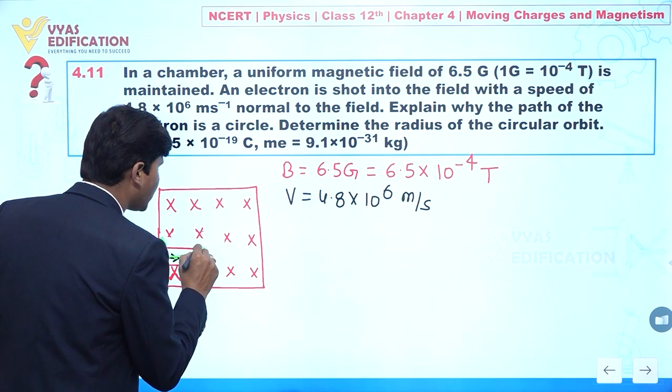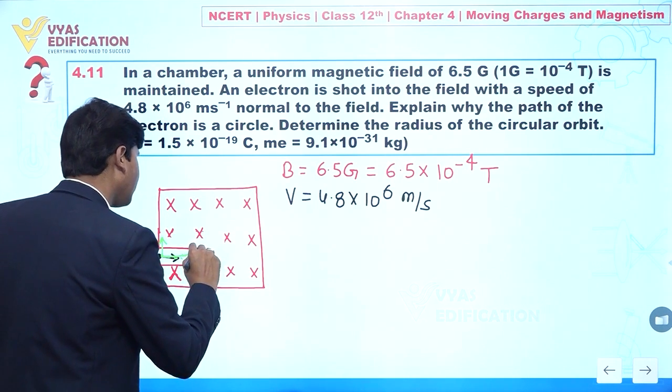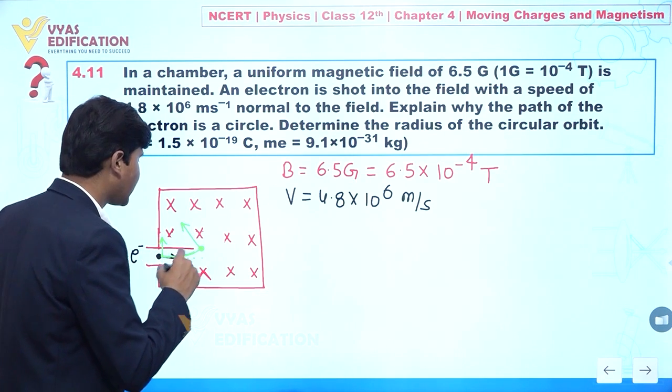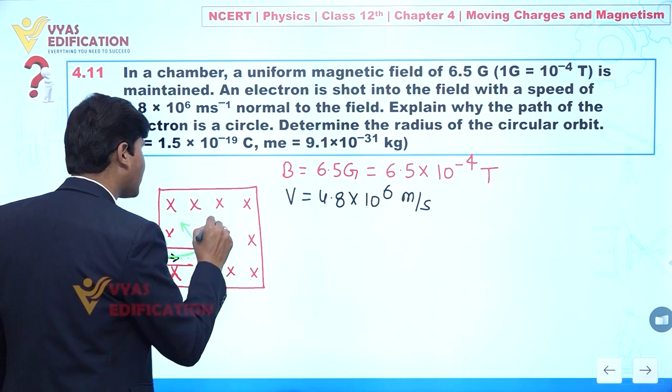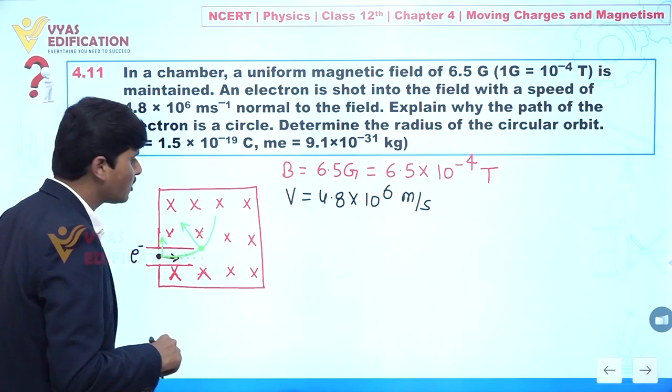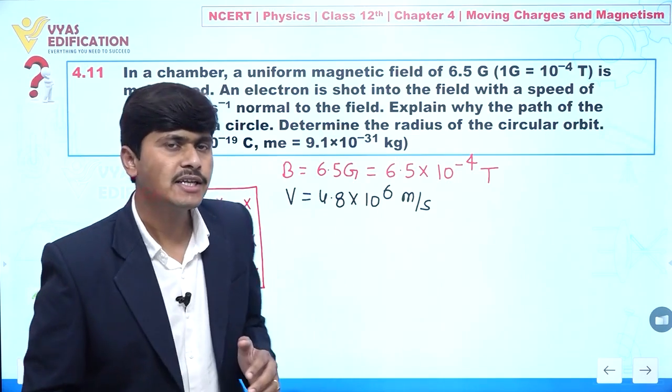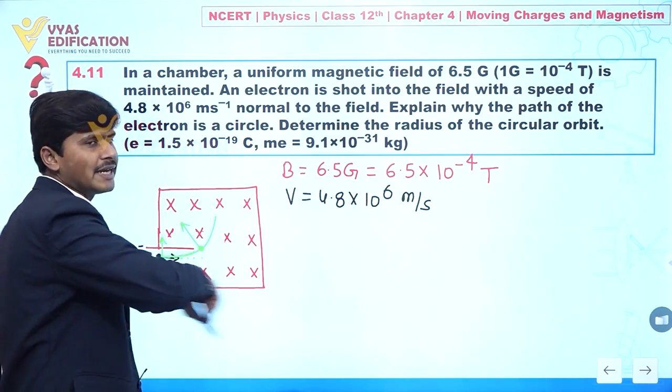As soon as it reaches this point, again a centripetal force will act in this direction. Again here we will find deflection of the electron. So like this, let's suppose this chamber is large enough. At that time this electron moves in a circle.